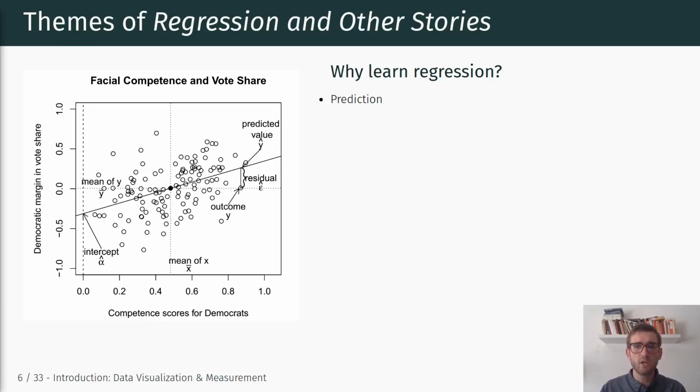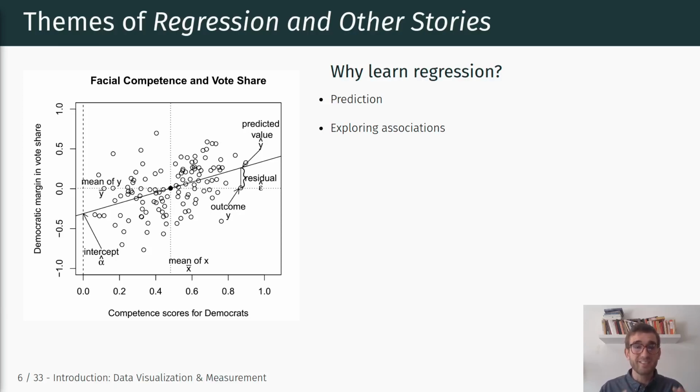So we can use existing observations, or we can use the relationship that we observe to make predictions, for example, to forecast new data. In the context of this competence study, we could use the insights from this regression, the relationship that we observe, to make predictions about vote shares in an upcoming election, maybe even of candidates who haven't run yet, just based on the competence scores that we observe in a survey. That would be one way of leveraging regression in this context.